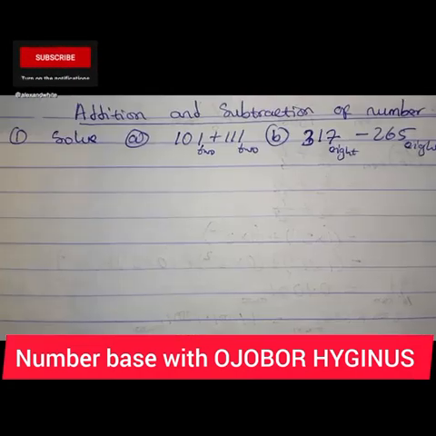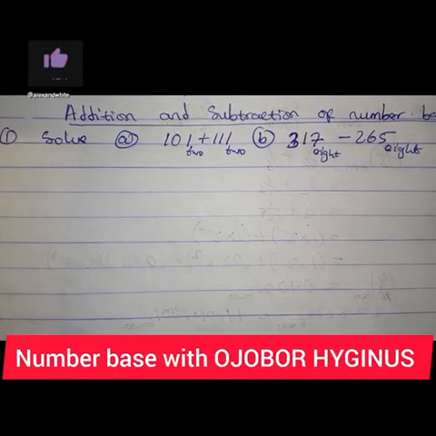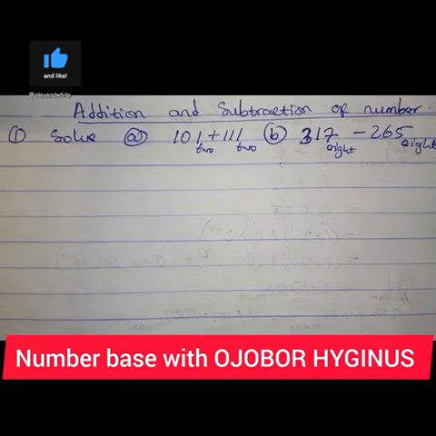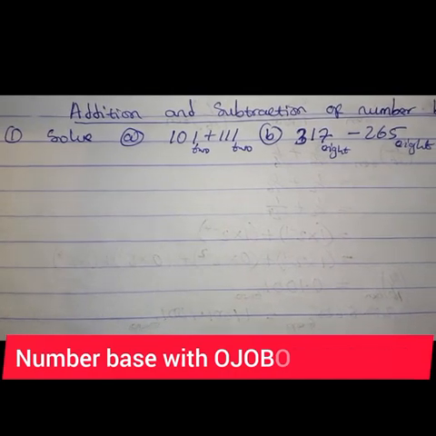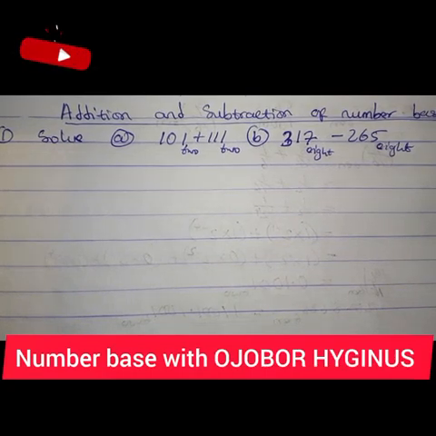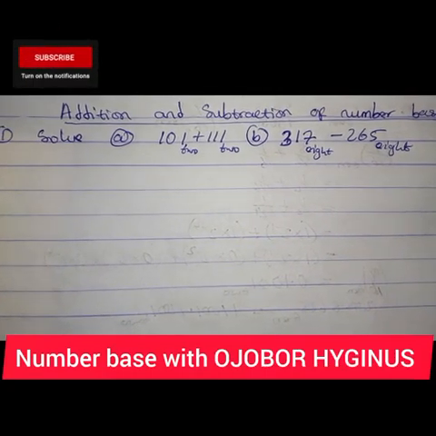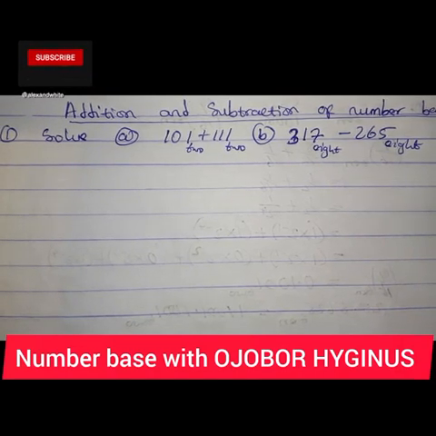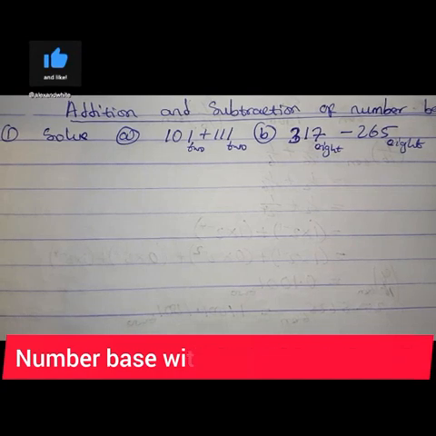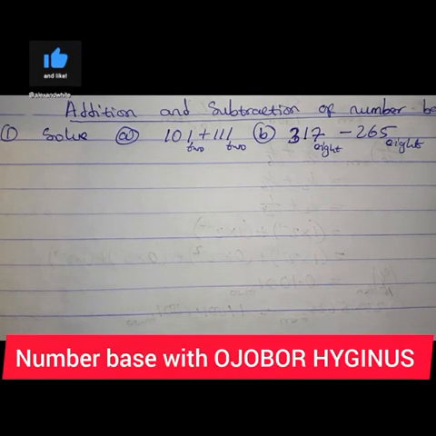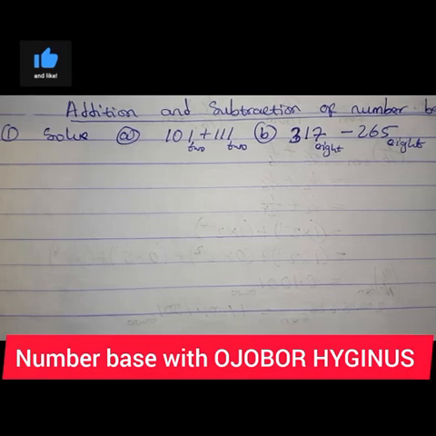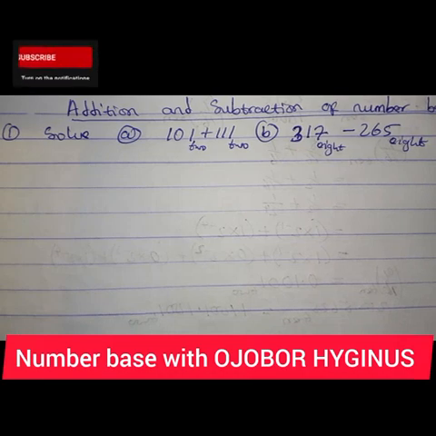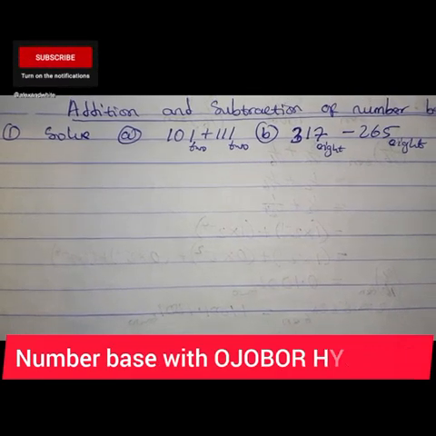Let us go there. Previously, we've looked at conversion from one base to another. This time around, we are going to look at addition and subtraction of number bases. From our example here, we have to solve A: 101 in base 2 plus 111, and B: 317 in base 8 minus 265 in base 8.